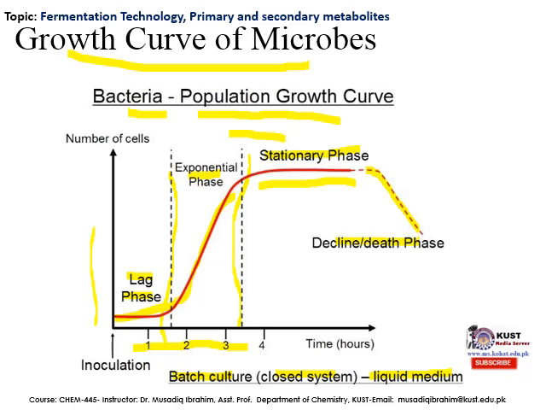By seeing this growth curve, you can understand that there are basically four phases. The first one is the lag phase, the second one is the exponential phase, the third one is the stationary phase, and the last and fourth phase is the death phase or the decline phase.